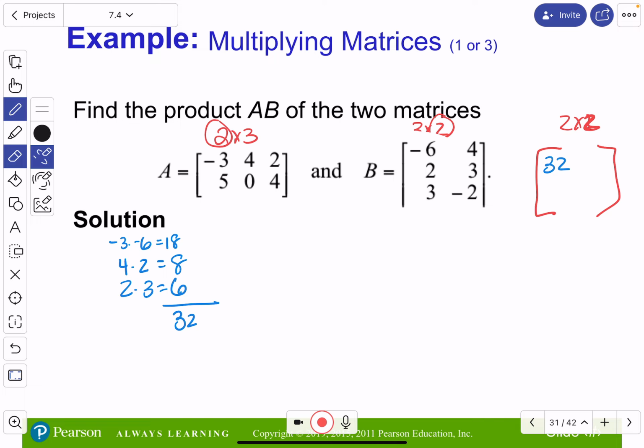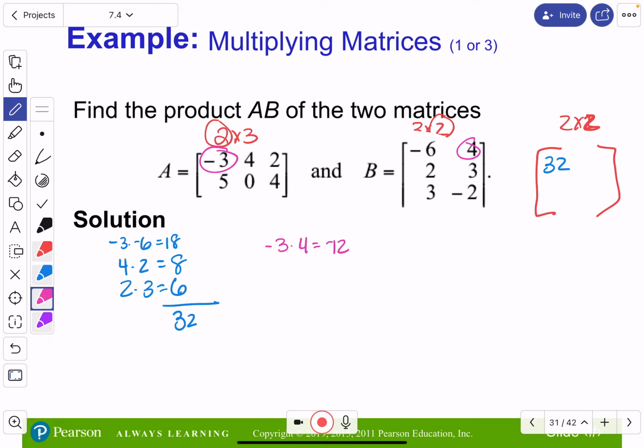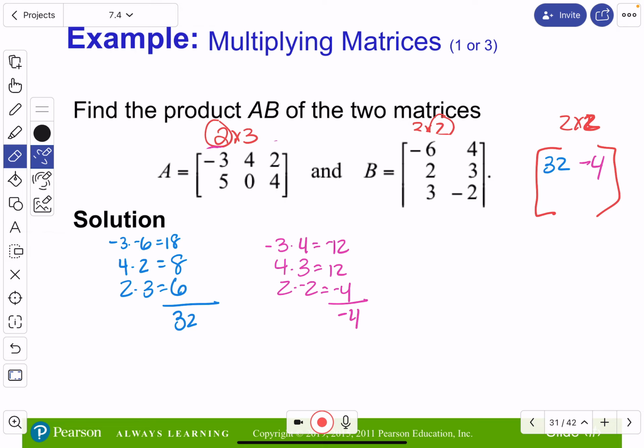Now we're going to do the second row and the first column. So we've got -3 and 4, which is -12. 4 and 3, which is +12. 2 and -2, which is -4. Add those up, we get -4.